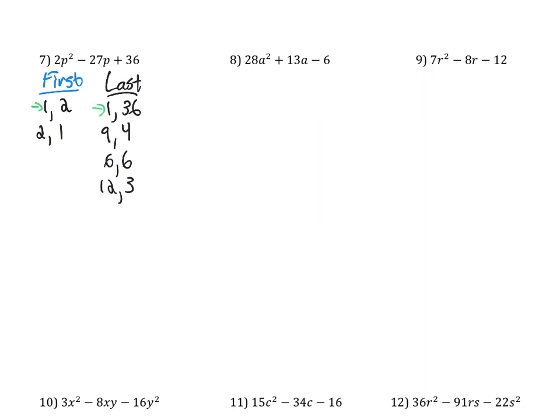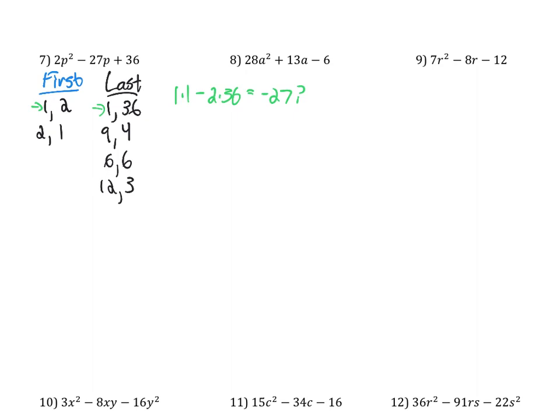Does 1 times 1 plus 2 times 36 give me negative 27? Okay, or positive 27? It does not. 1 times 1 minus 2 times 36. I'll write this out. 1 times 1 minus 2 times 36. Does that equal negative 27? It does not. So clearly that's not our winner. Okay. Let's try the next one.